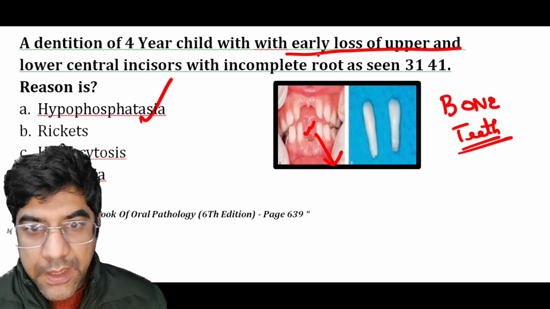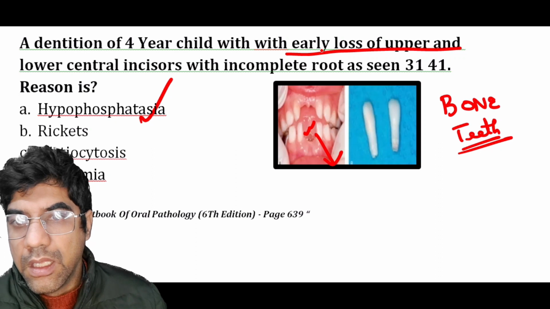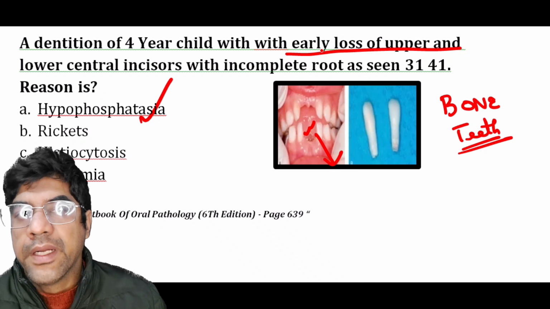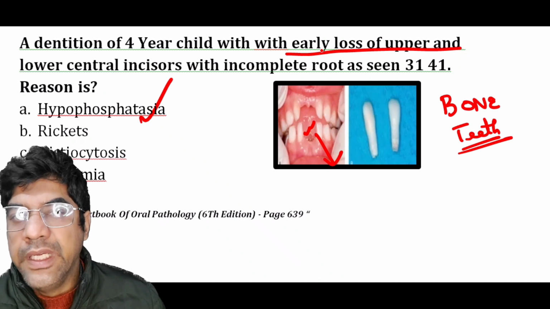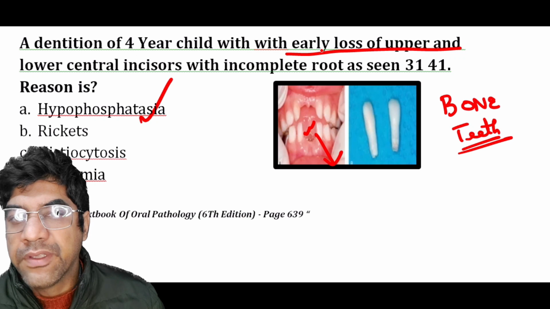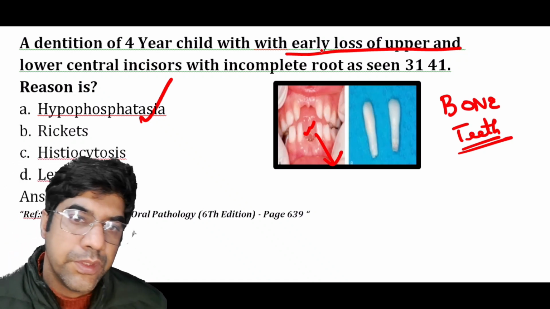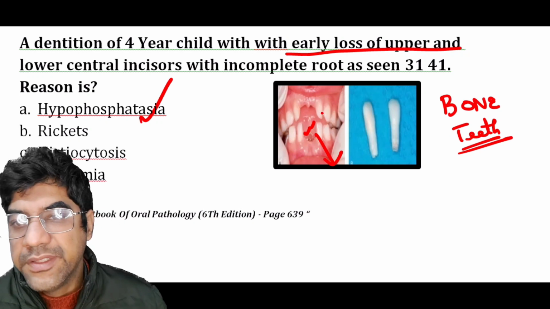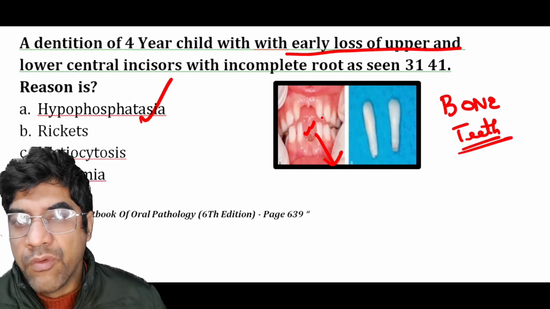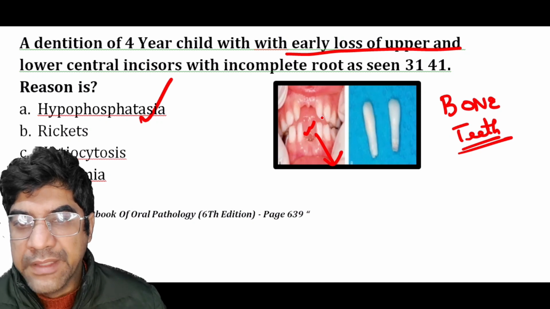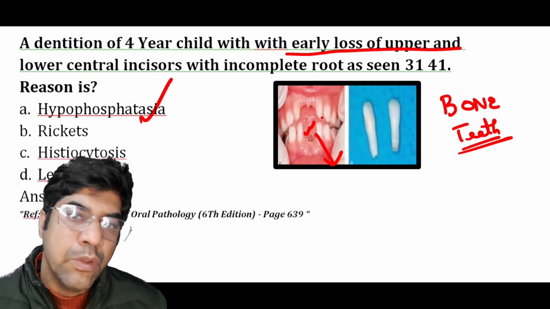The rickets, remember, it is a disorder that is characterized by deficiency of vitamin D and calcium, that leads to weakness of the bones. So dental abnormalities associated with the rickets are usually related to enamel defect rather than the premature tooth loss. Histiocytosis is a group of disorders involving the overproduction of histiocytes. It can affect the bone, but it is not commonly associated with the early tooth loss.